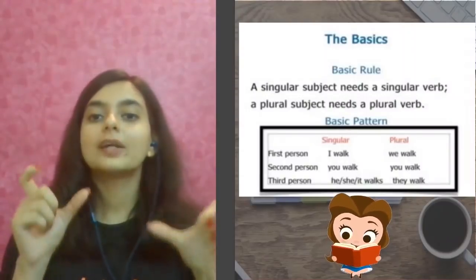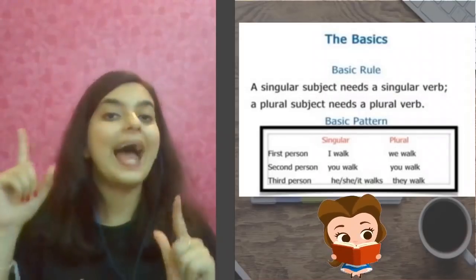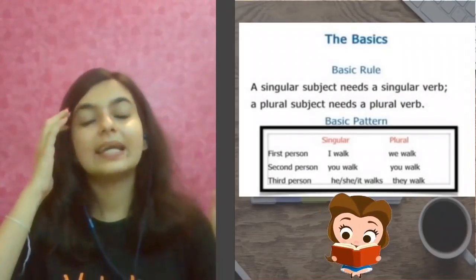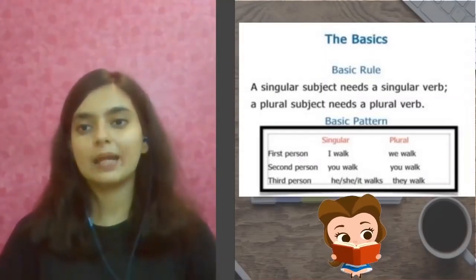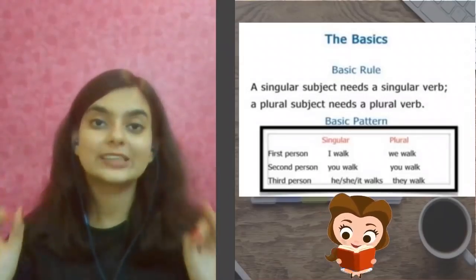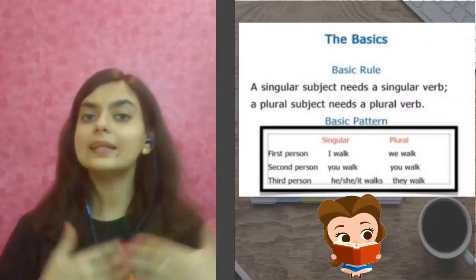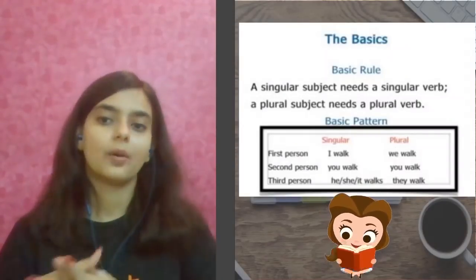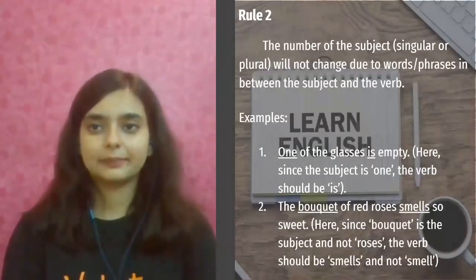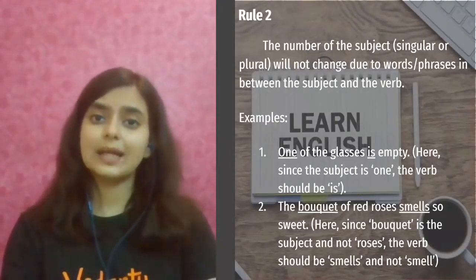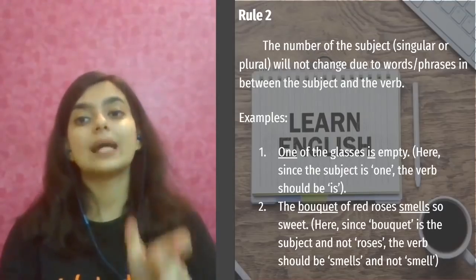All right. So for singular as well as for plural, the verb will not add s. Please remember that. In case of only I and you, these are the exceptions. So in case of only the first person and the second person pronoun, please note this in your mind. Do not make an error over here. And the third person, he, she, it becomes walks. Okay? And they walk. Moving ahead, rule number 2, the number of the subject will not change due to the words or phrases in between the subject and the verb.